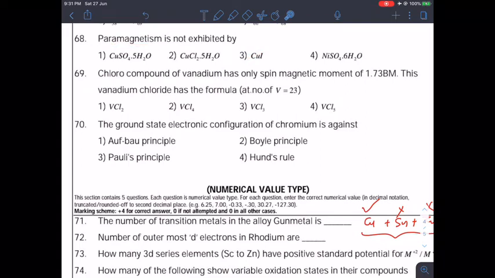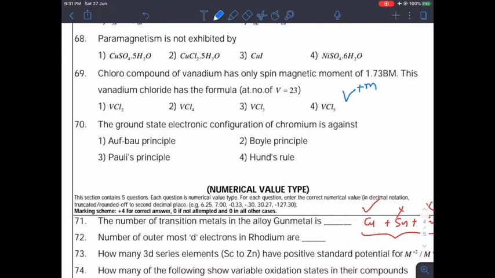Moving to question number 69. A chloro compound of vanadium has a spin only magnetic moment of 1.73. Okay, so they are telling that one of the compounds of vanadium is there. Let us assume its oxidation number is plus m, whose magnetic moment is given as 1.73.